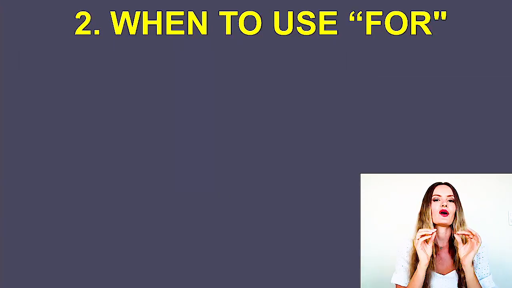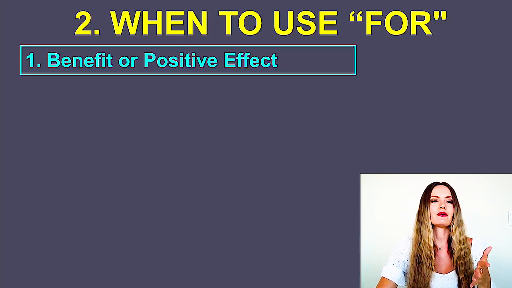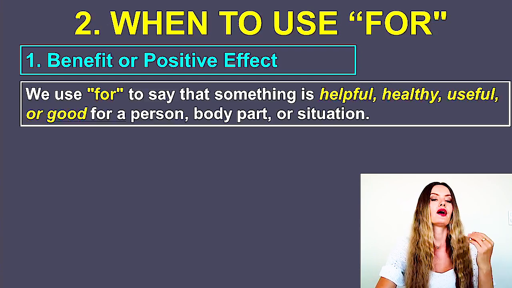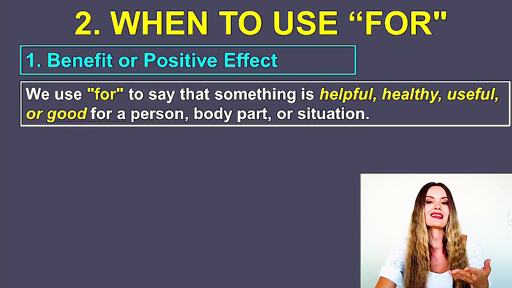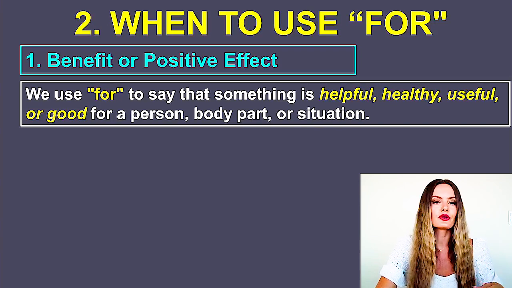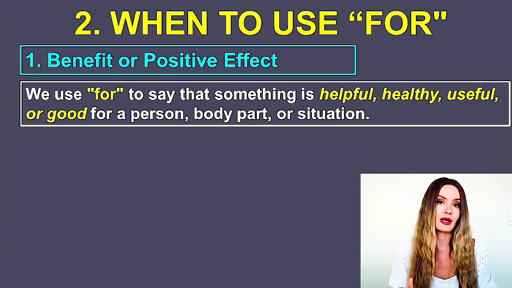Now let's talk when to use for. First of all, when we are talking about benefit or positive effect, we use for to say that something is helpful, healthy, useful, or good for a person, body part, or situation.